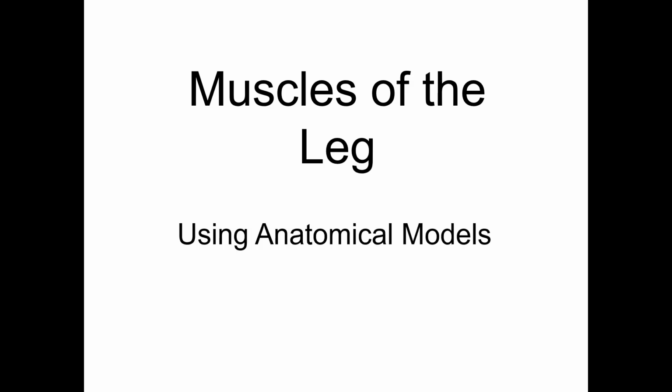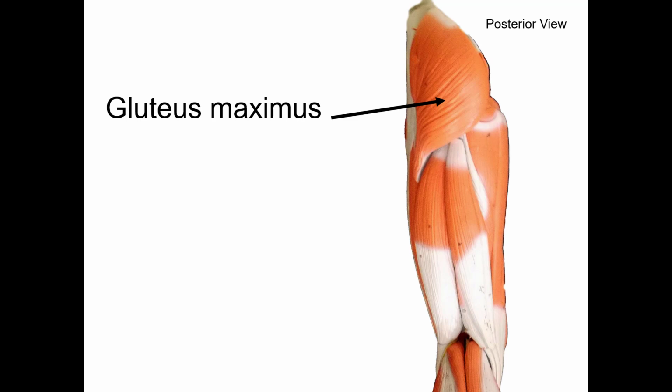Most of the muscles of the leg can easily be seen using anatomical models. We'll start with the gluteus maximus. Gluteus means buttock, so this is the large buttocks muscle. When this muscle contracts, it will extend the thigh at the hip and will also laterally rotate the thigh.